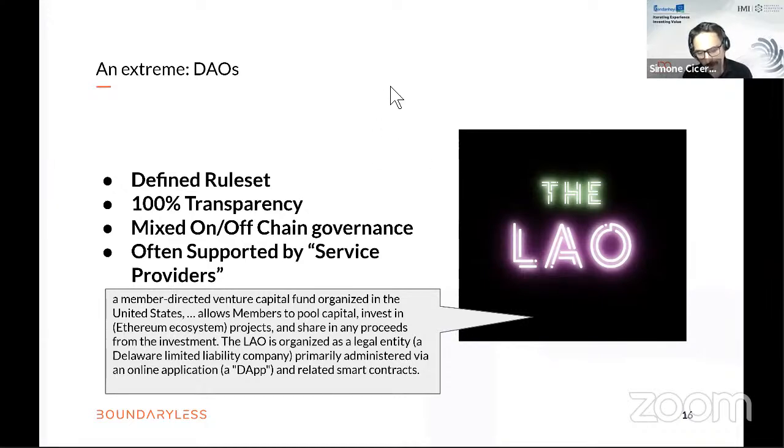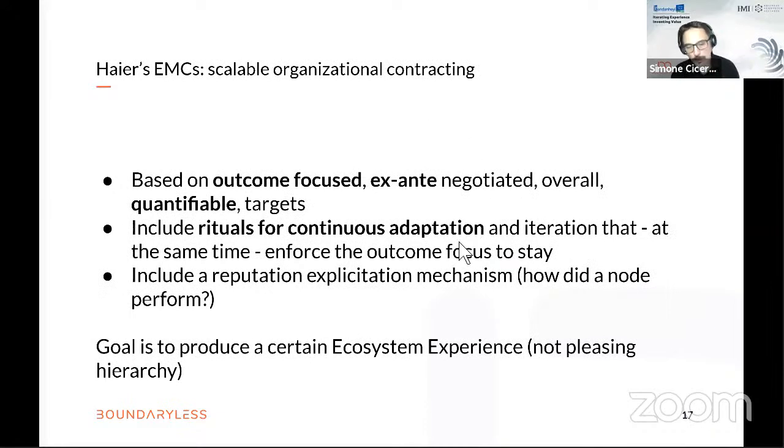And when we look into Hire, what do we see? Essentially is the most advanced application of organizational contracting in a corporate setting.